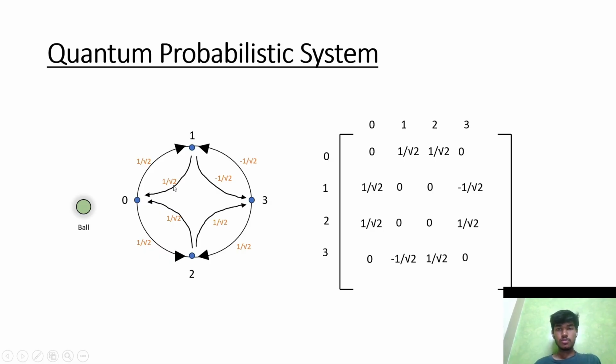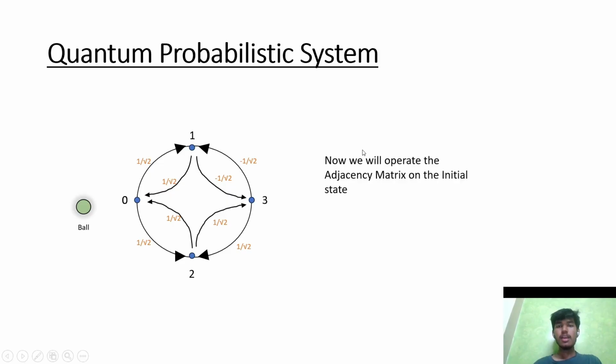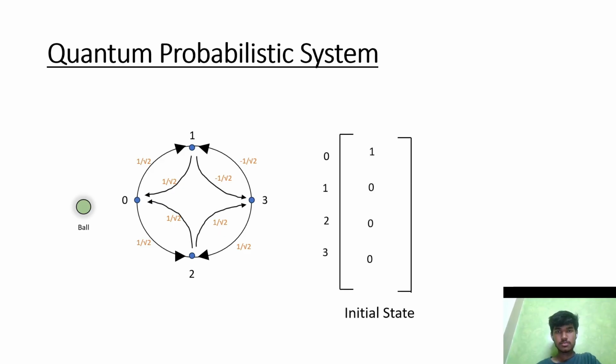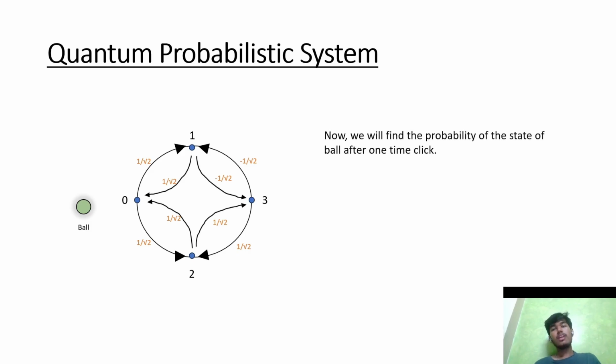From 1 to 0, it is 1 by root 2. From 1 to 1, it is 0 because, of course, it can't go there. From 1 to 2, there's no direct link again, thus it's 0. From 1 to 3, though, it's negative 1 by root 2. Similarly, we have written the adjacency matrix here. Now we'll again operate the adjacency matrix on the initial state. So this is our initial state. Our ball was initially placed at vertex 0. So it's 1, 0, 0, 0 because it is only present at the vertex 0 initially.